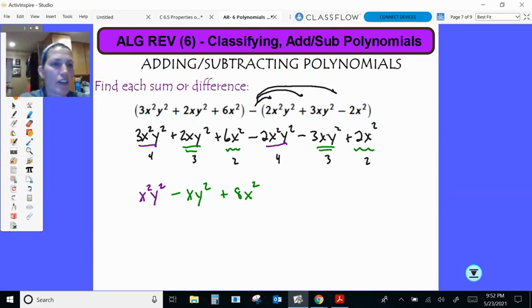And oops, I should have put that in a different color. I thought that was in pink. Sorry about that. So 8x squared, and now we are all simplified, okay? Just subtracted that.